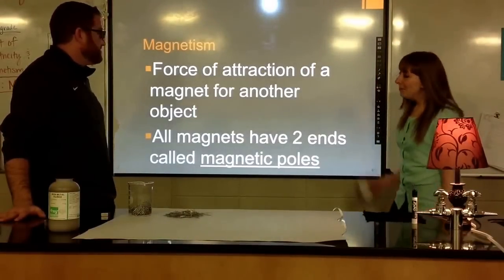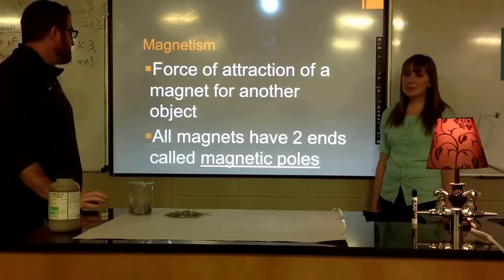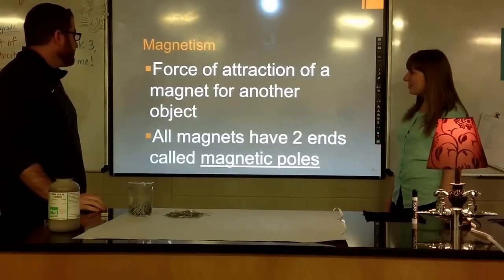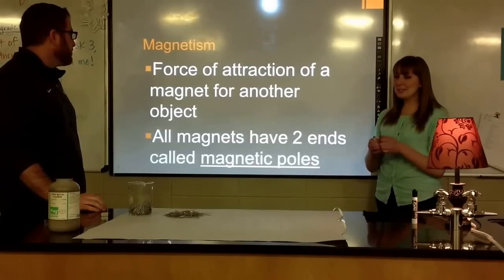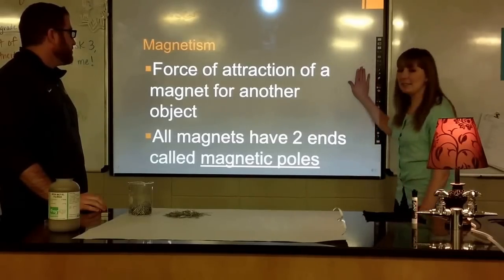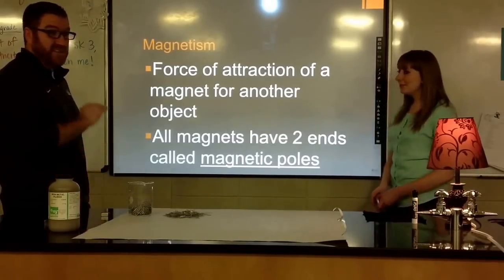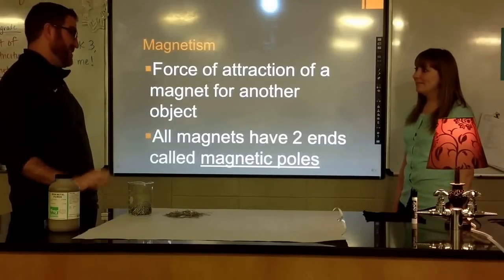So let's get started. We have magnetism, straightforward definition, just the force of attraction of a magnet for another object. That should make sense to you. You've seen a magnet stick onto the refrigerator. Yeah, that is standard 4th grade science, don't you think?